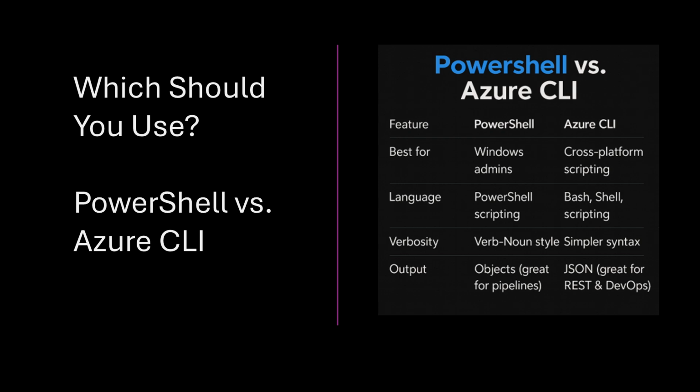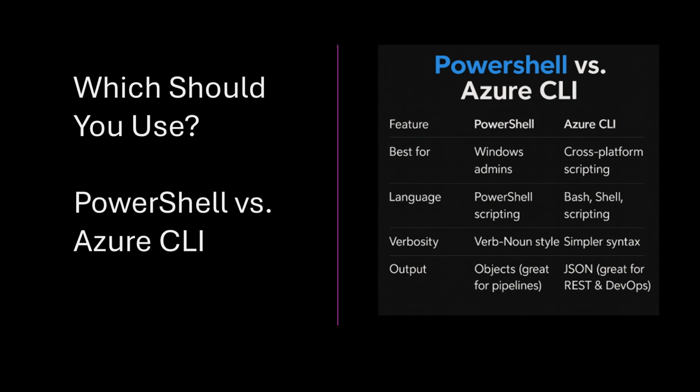In terms of scripting language, PowerShell uses its own scripting syntax that's rich and object-oriented. If you're comfortable writing PowerShell scripts, you'll find it powerful for automation. But if you're already fluent in Bash or Shell scripting, then Azure CLI will let you stay in your comfort zone while still giving you full access to Azure services.